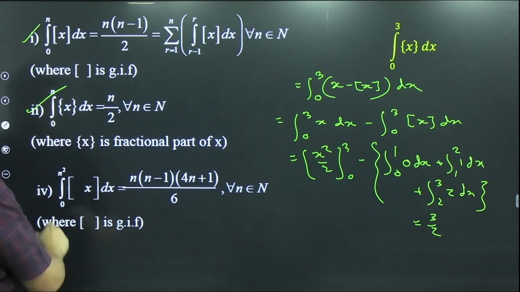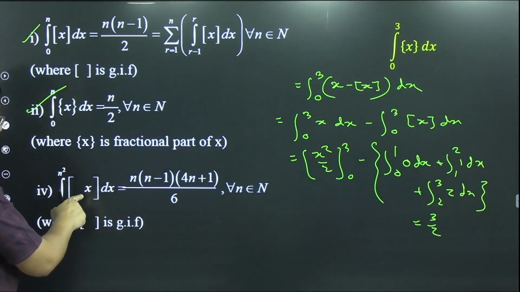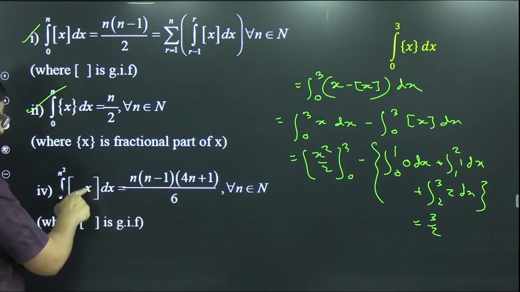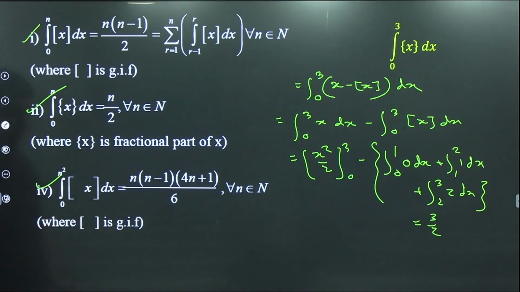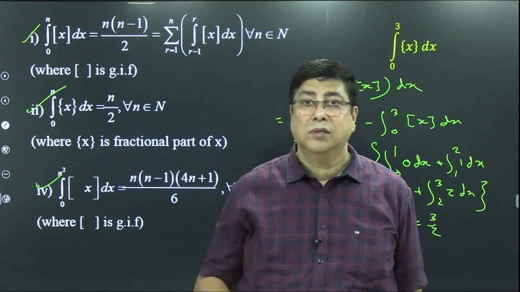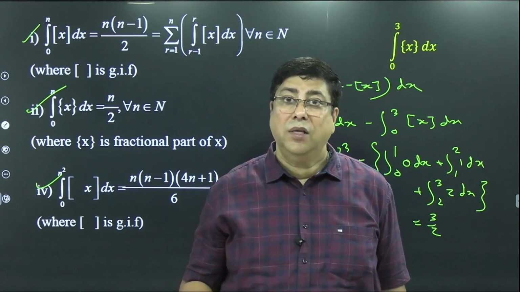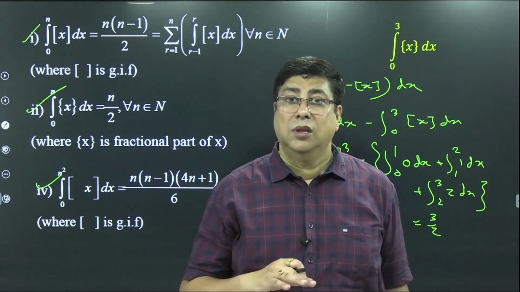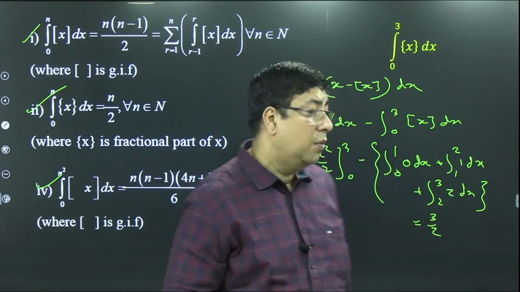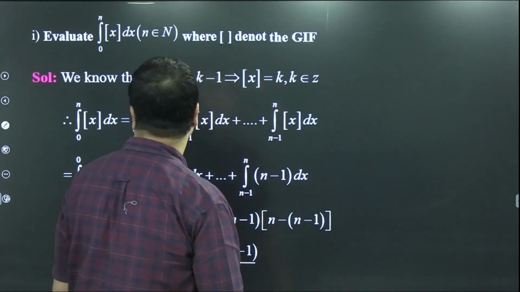Next. The integral from 0 to n of the box of x square dx is n into n minus 1 into 4n plus 1 by 6. This is another important formula. So everybody, do not leave any of the formulas which are given, because I selected them by looking at the last 40 years' papers. If you can remember this, you must get a positive result. Next.